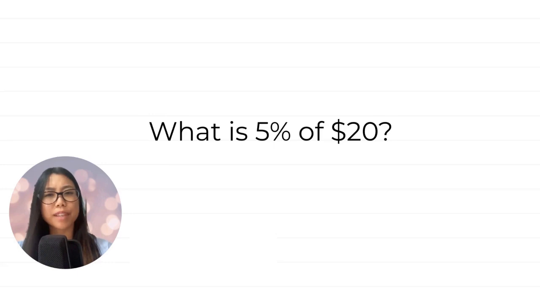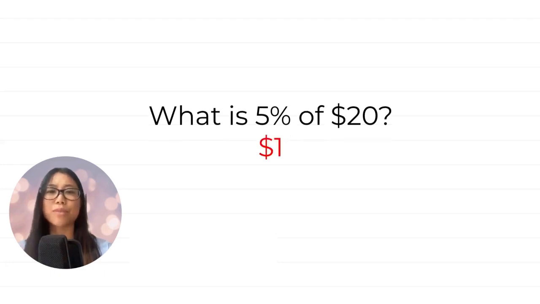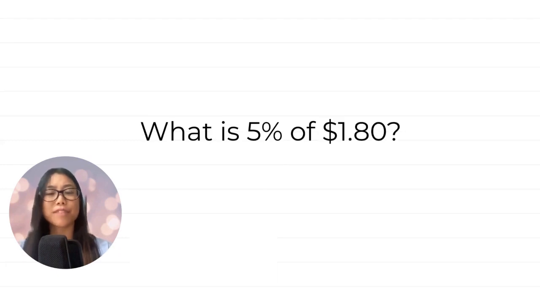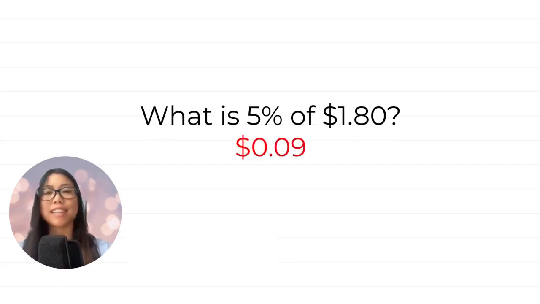What's 5% of $20? I know 10% is $2. So 5% is half of that, which is $1. What's 5% of $1.80? Well, we know 10% is 18 cents. Halve that to get 5%, 9 cents.